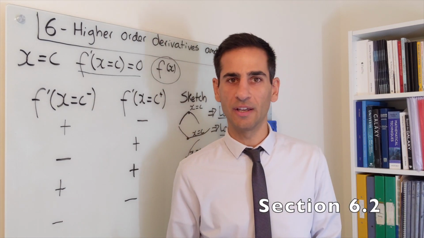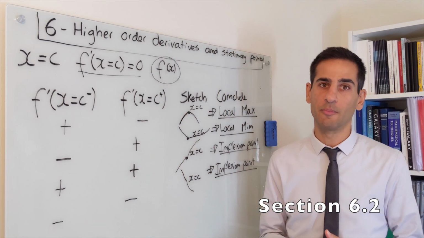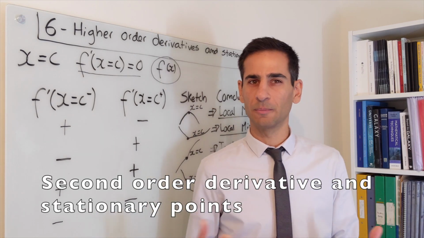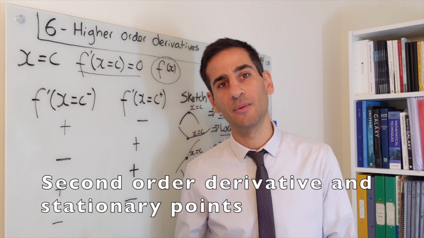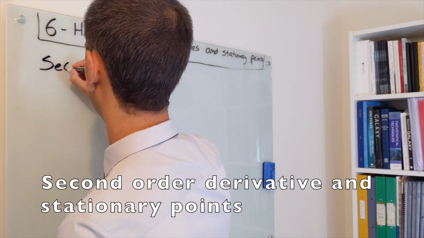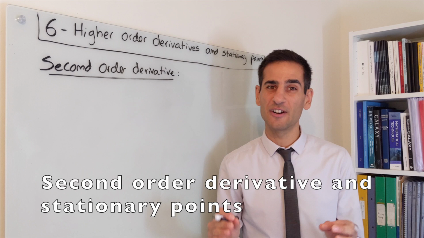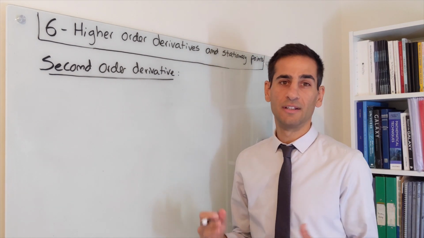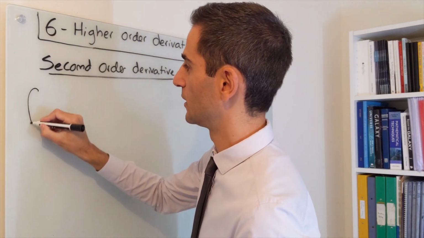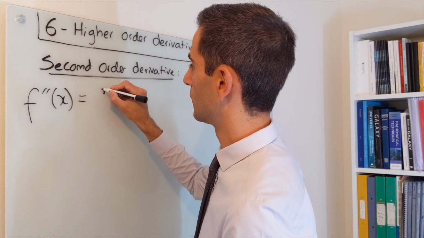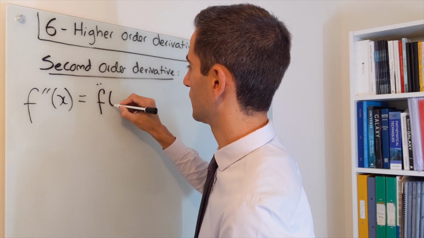A much nicer way to classify stationary points is to calculate the second order derivative. But for that, perhaps we should define what a second order derivative really is. The second order derivative is very simply defined as the derivative of the first one. In Newton's notation, we write the second order derivative like this, or you can also use two dots at the top.